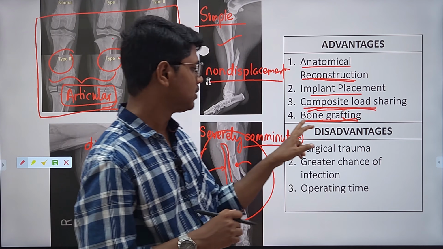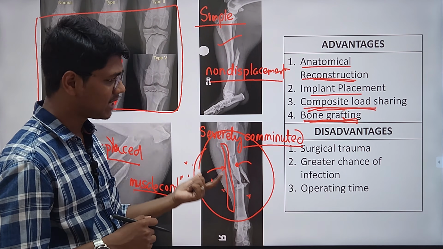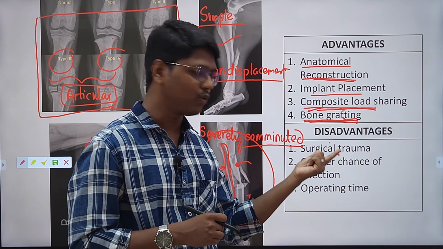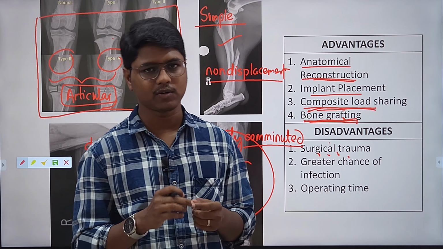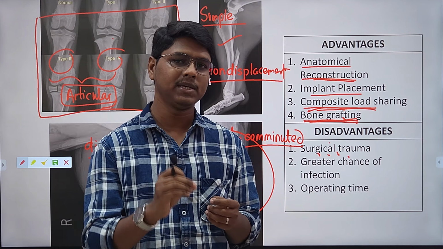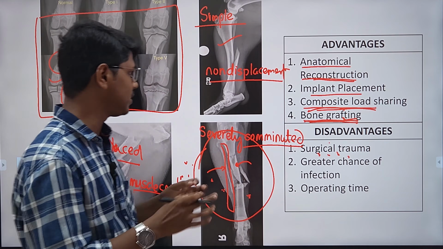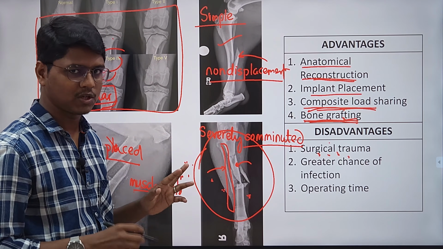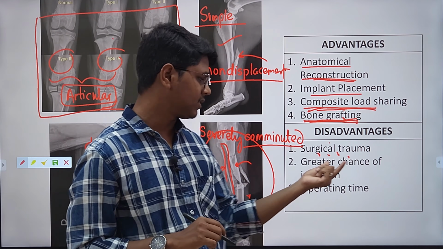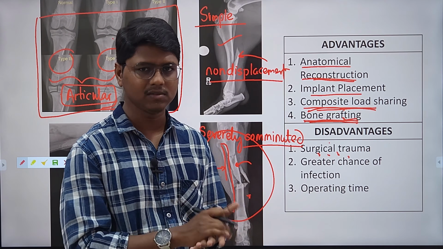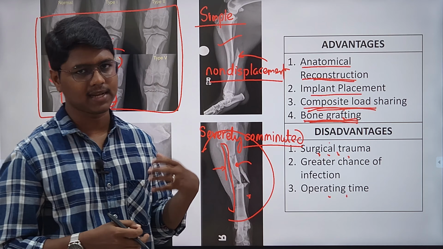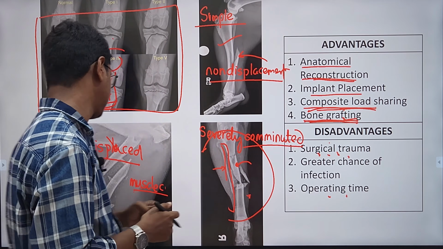So the bone grafting can be done, but there are some disadvantages, like you are providing some surgical trauma. When you provide surgical trauma, it simply means you will be devitalizing or doing some degree of damage to the nearest soft tissues and vasculatures. There is a greater chance of infection because you are opening something, and there will be additional operating time compared to the closed reduction system.